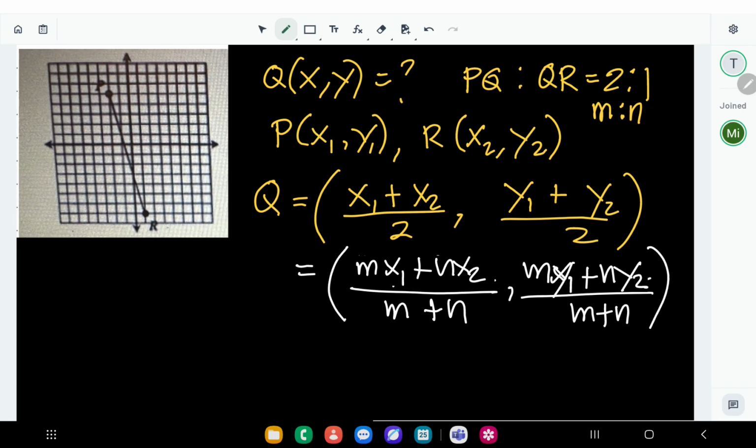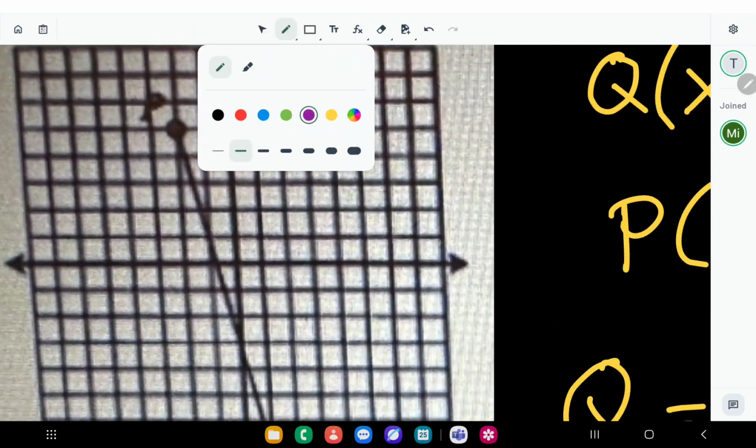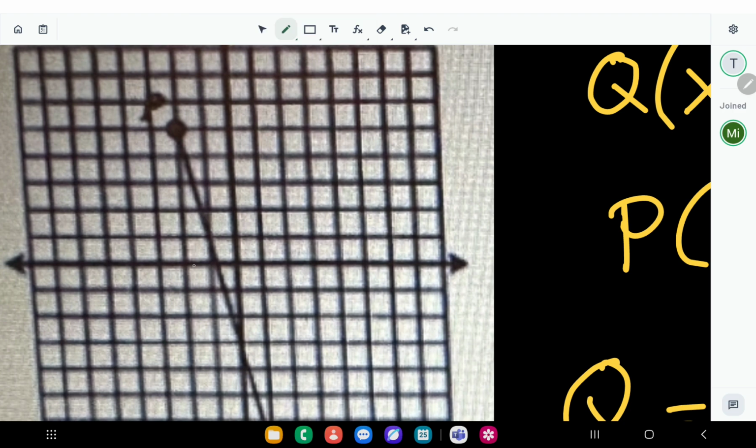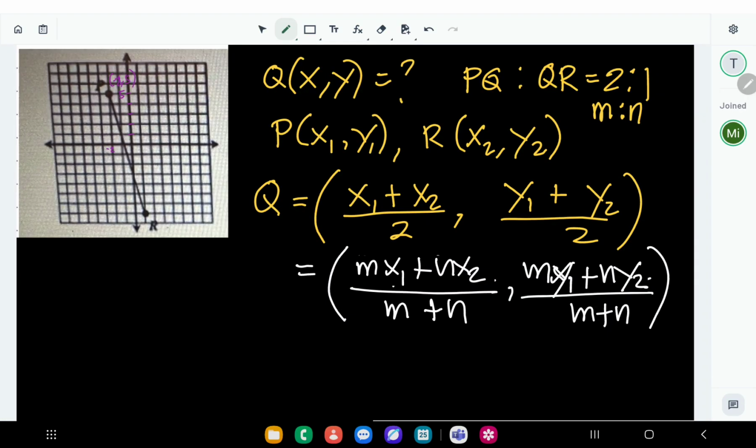Okay, we get point P first and point R from the graph. What is point P here on the graph? Point P, let's count. This is -2. 1, 2, 3, 4, 5. Can you count there on the paper? Is this 5? So that means point P is -2 and 5.